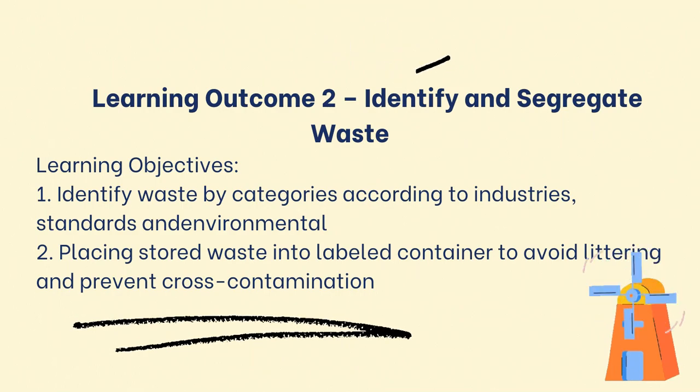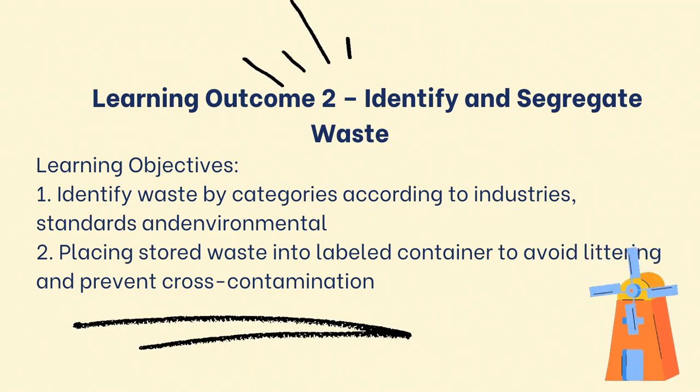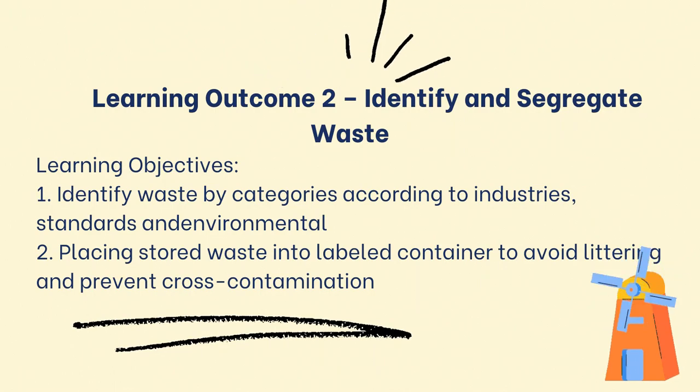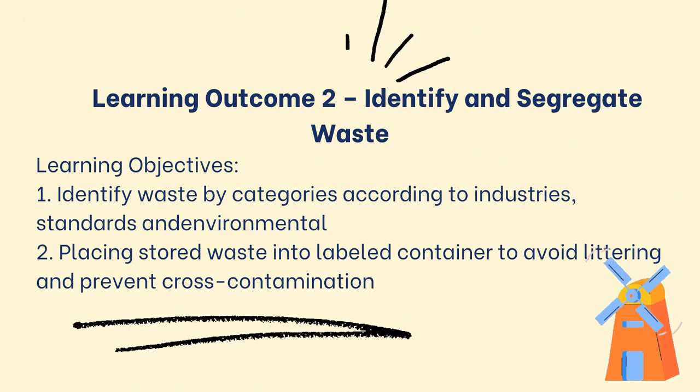This is learning outcome number 2. Identify and segregate waste. In this learning outcome, you are expected to learn how to identify waste by categories according to industries, standards, and environmental regulations, and to place stored waste into labeled containers to avoid littering and prevent cross-contamination.